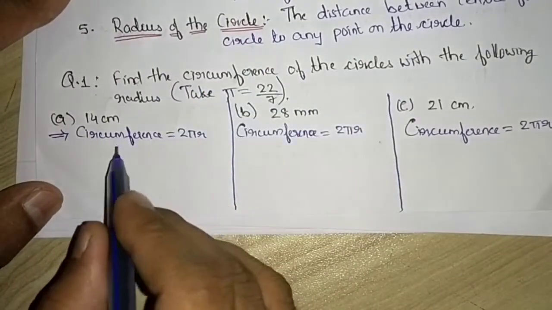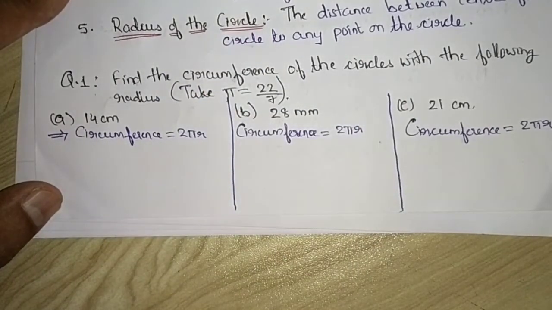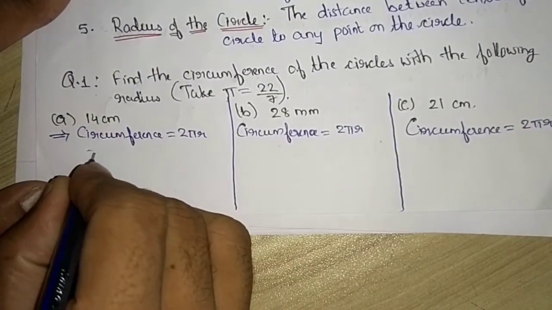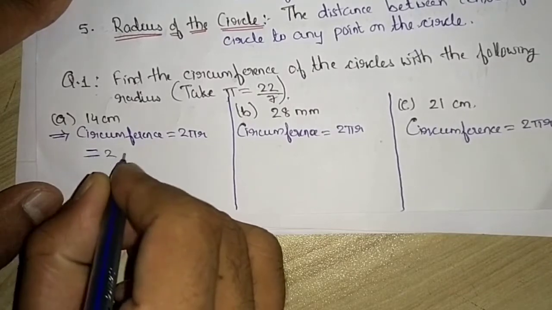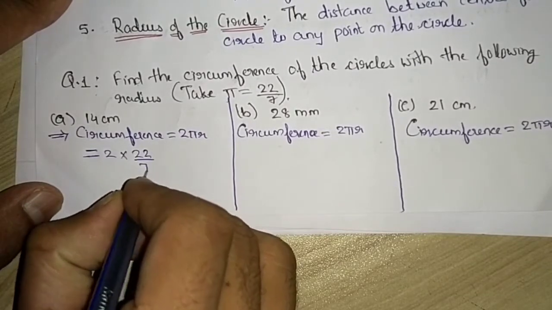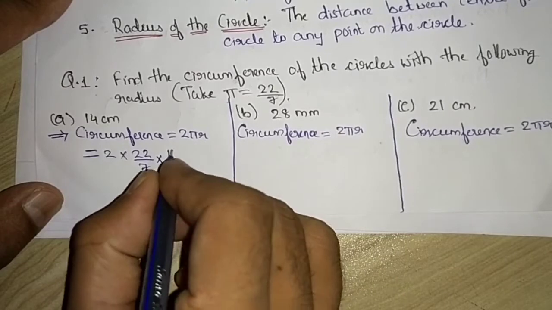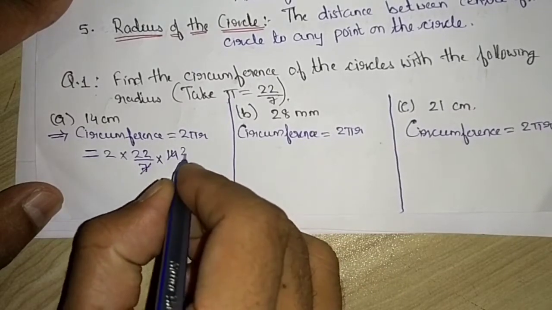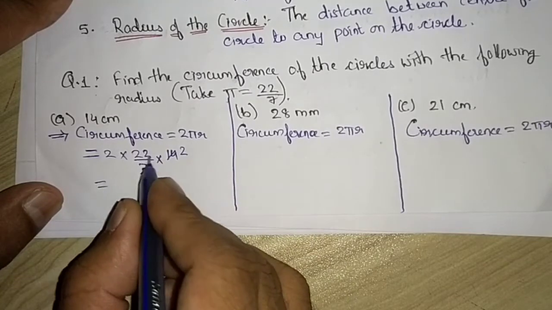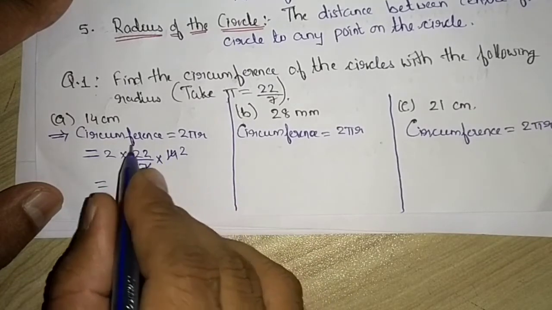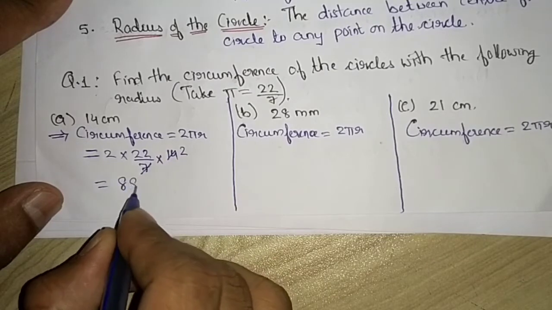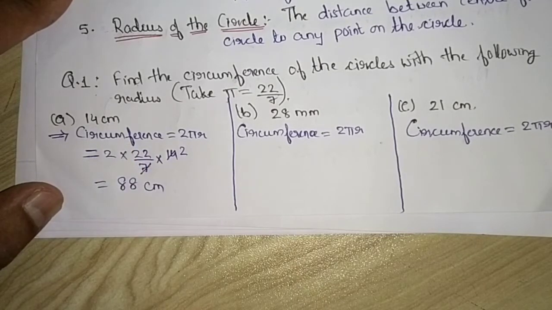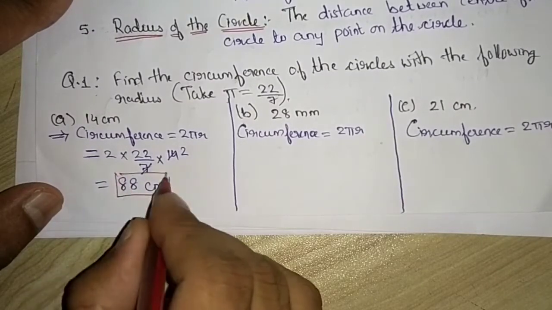They have told us to find the circumference. So I have written circumference of the circle is equal to 2 pi r. If I place the values, pi is 22 by 7, r is 14. So 7 ones are 7, 7 twos are 14. 22 into 2 is 44, and 44 into 2 will give me 88 centimeter. So this is the answer of the first part.